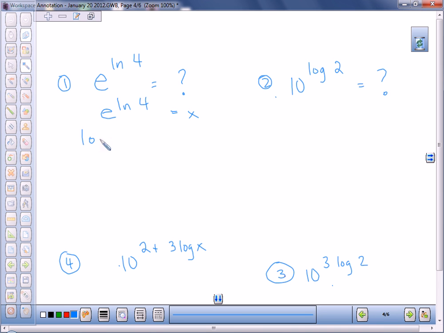log base e. We don't ever write log base e. We write natural log of x is equal to, what is the exponent? ln of 4. Well, do you remember our fourth law of logs that said if we had the exact same log to the exact same base and they were equivalent, the only way they can be equivalent is if this equals this. So x equals 4.